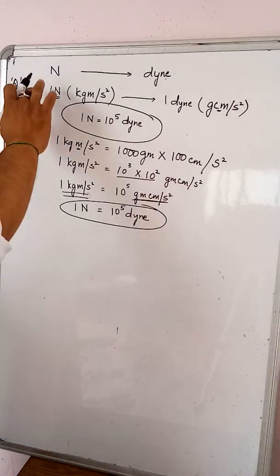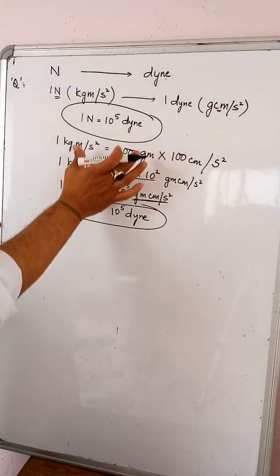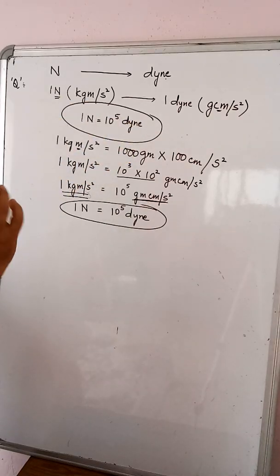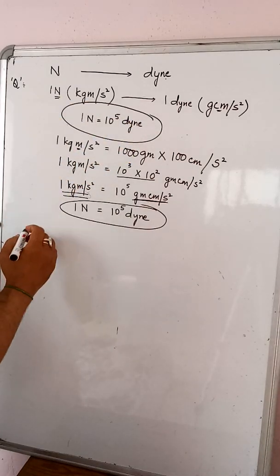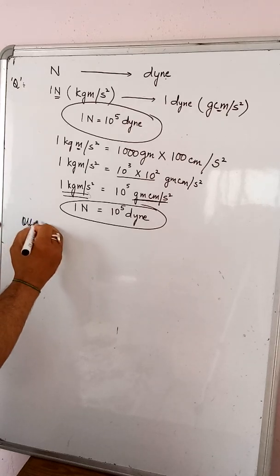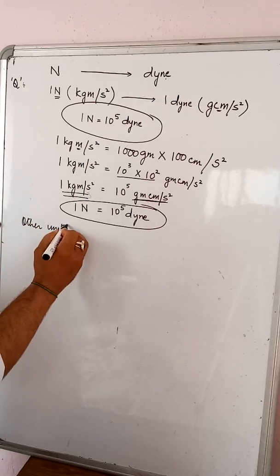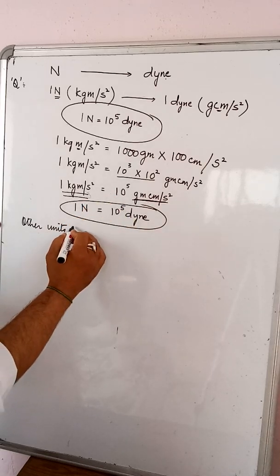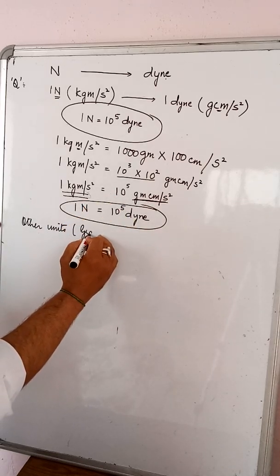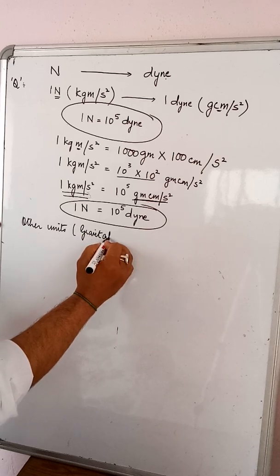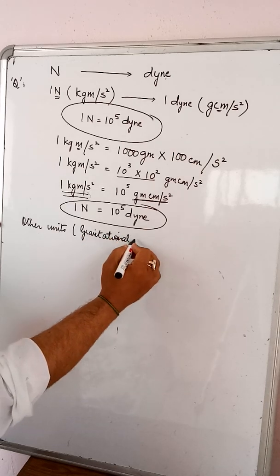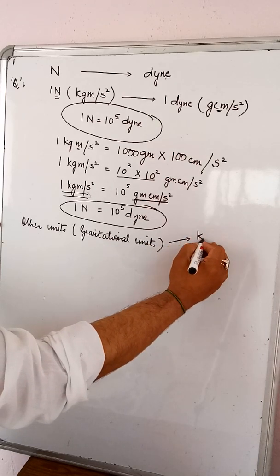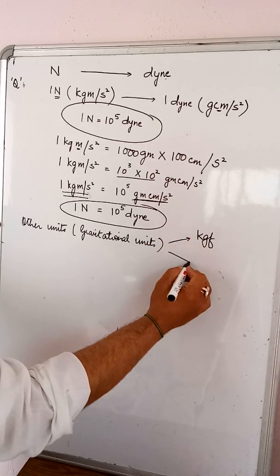So if this question comes for 2 marks in section A, this is what is supposed to be done. We just cannot write this relationship directly. Now what are the other units? Apart from the SI and the CGS units, we have other units, which are basically the gravitational units, and in that we have kgf and gf.